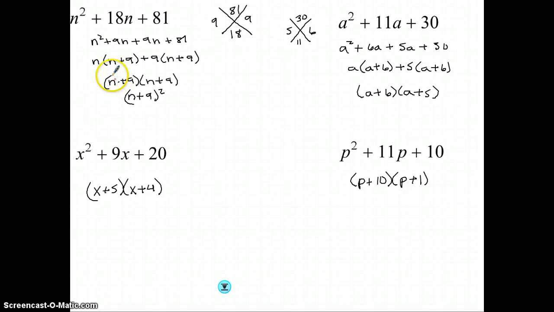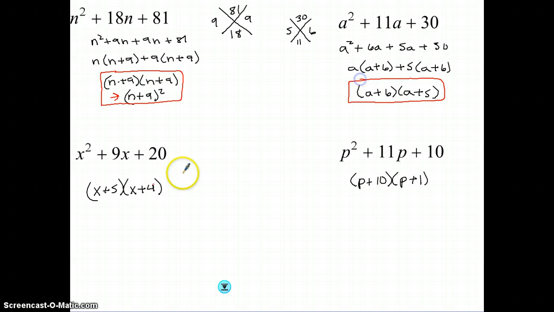From the first, you should have n plus 9 times n plus 9, or you may break it down into n plus 9 all squared. Second, you should have a plus 6 times a plus 5. Third, you should have x plus 5 times x plus 4. And last, p plus 10 times p plus 1.